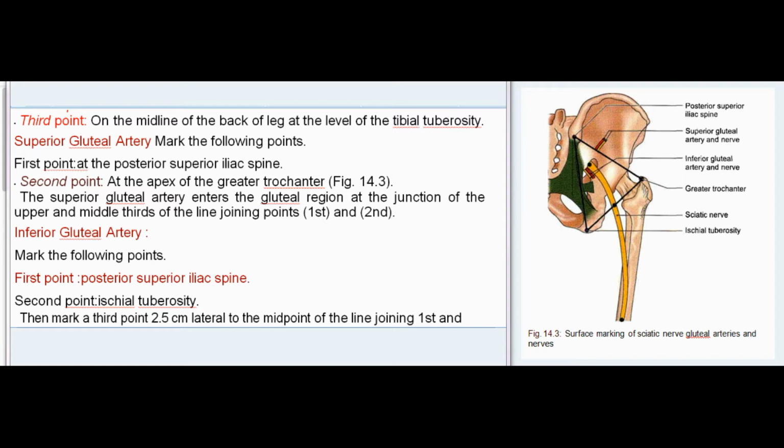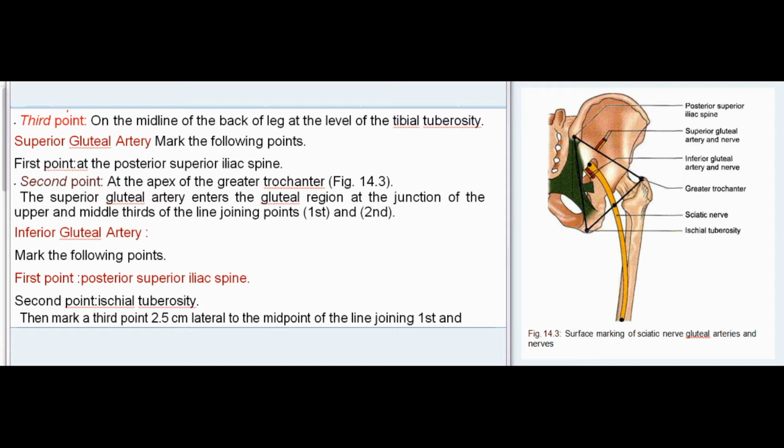Superior gluteal artery. Mark the following points. First point, at the posterior superior iliac spine. Second point, at the apex of the greater trochanter, Fig 14.3. The superior gluteal artery enters the gluteal region at the junction of the upper and middle thirds of the line joining points first and second.